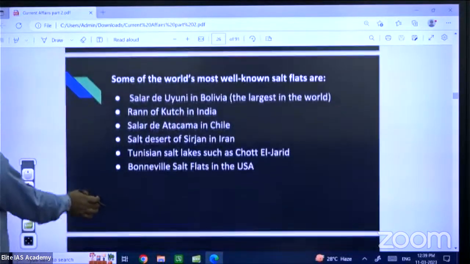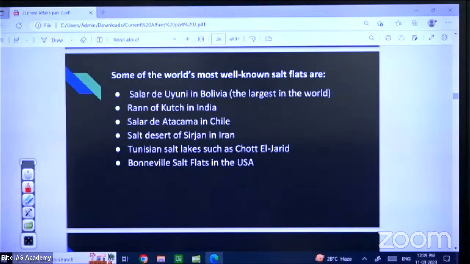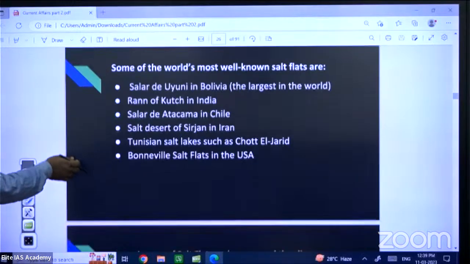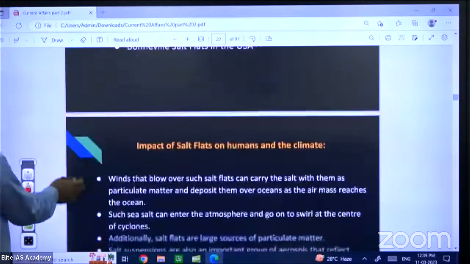Here the list of some of the most well-known salt flats is given. You can read Rann of Kutch, salt desert of Sirjan in Iran, and etc. I'll share the PPT with you, you can read or note it down.